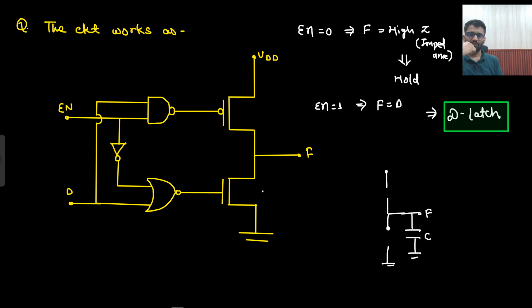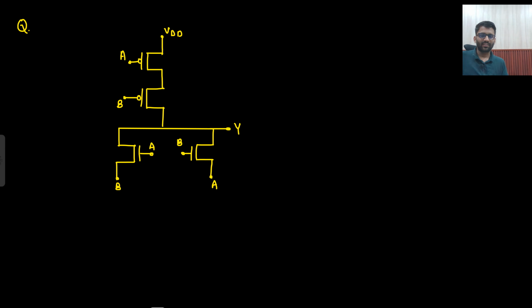So let's remove it. Or I could have written here, this is your D, enable, and this is your enable, this is your D. So I could have written here enable into D bar, and this I could have written enable bar plus D, enable bar plus D bar. So I can write enable into D bar. Forget it, it is very simple. Okay, let's solve the next question.